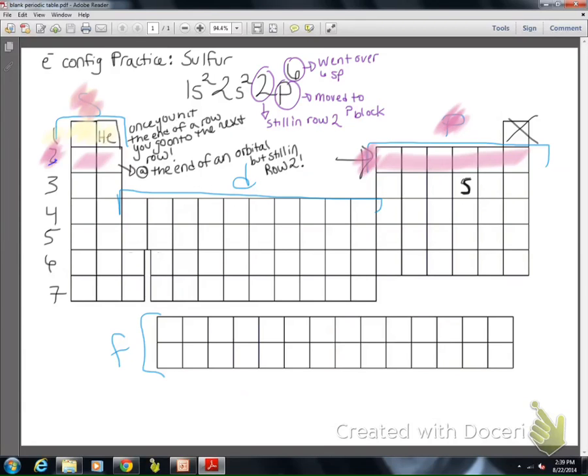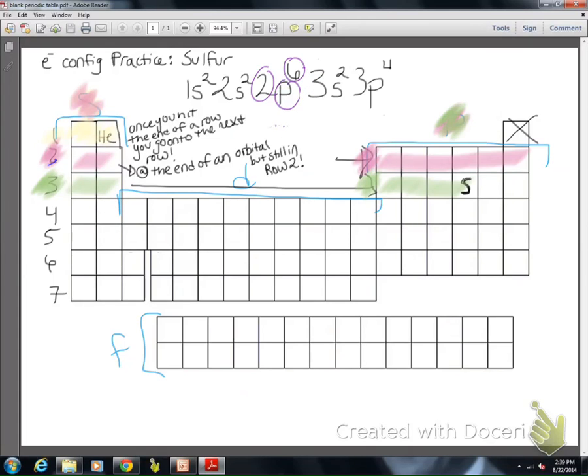I'm going to move on to the third row, because I still haven't gotten to sulfur. Because we didn't reach sulfur, we've got to move on to the third row. So I'm going to say 3, because that's what row I'm in. I'm going to say S, because that's the block on the periodic table I'm in. And because I've gone 2 over in the S block and I still haven't hit sulfur, I'm going to identify that with a superscript of 2.